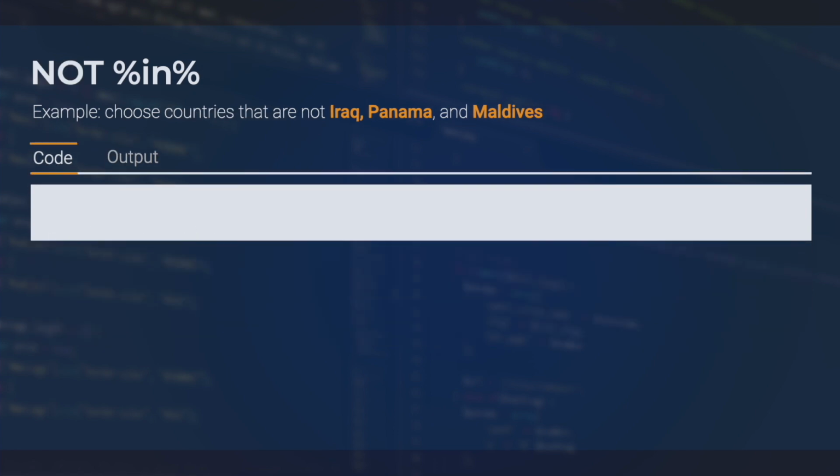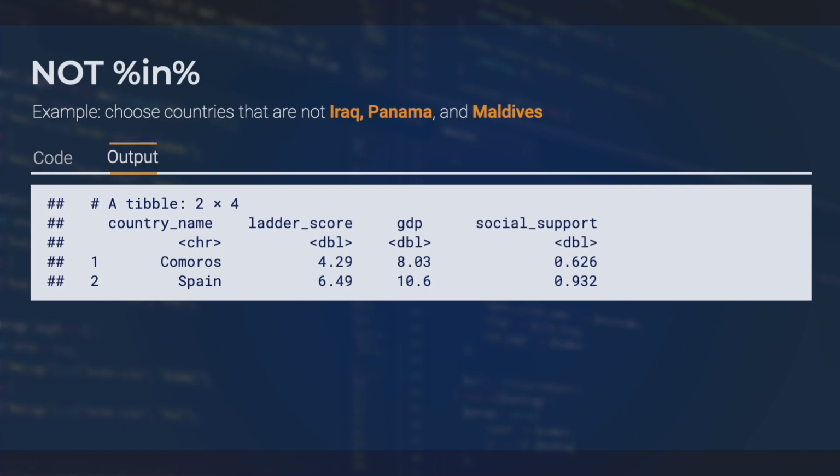And how do we negate the in operation? Simple. We use the exclamation mark. And we output only those countries that were not mentioned in the character vector. There you go. You now know how to perform some pretty advanced data wrangling using the filter function from the dplyr package.